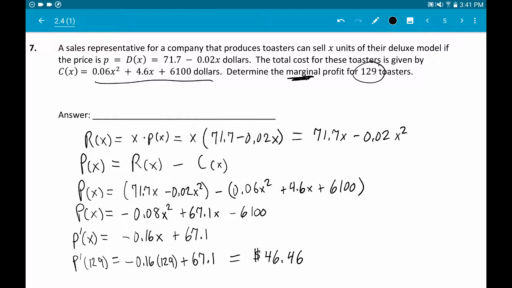Okay, so let's keep in mind what this means. It's not saying that the profit is $46.46. What it's saying is if I sold the next item, okay, so we're at 129. So if I sold the 130th item, I would make an additional $46.46 in profit. It's the change in the profit per unit. Okay? So not the overall profit, but the change in the profit. All right, and that's it.